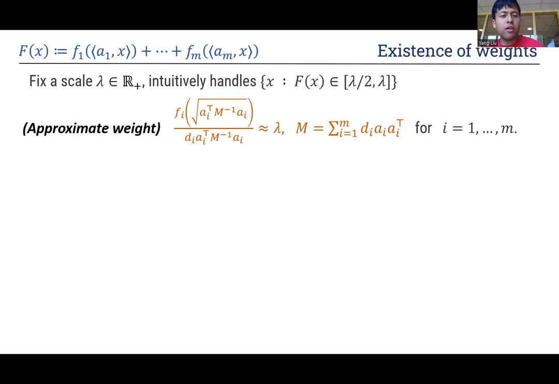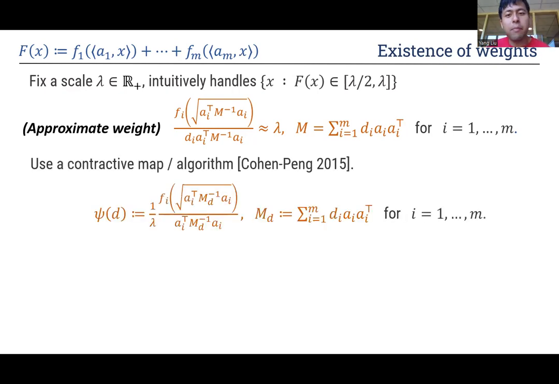It's even unclear why these weights exist. So to explain why the weights exist, we use an idea of Cohen and Peng, which is a contractive map. If you define psi of D, remember D is the diagonal weights of the matrix M, to be 1 over lambda times f of this square root function over a_i transpose M inverse a_i, well, what you can show is that an approximate weight is an approximate fixed point of the map psi.